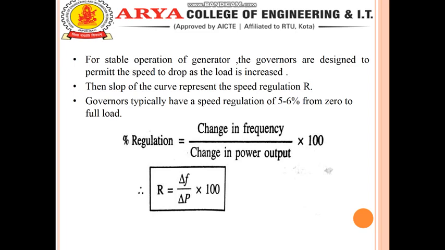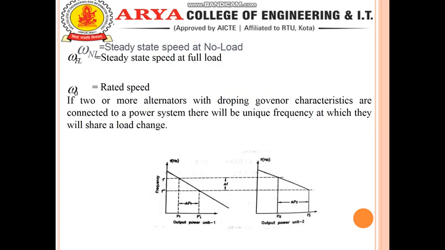The percent regulation is the change in frequency upon change in power output times 100. R is equal to del F upon del P times 100. Omega NL is the steady state speed at no load, and omega FL is the steady state speed at full load. Omega naught is the rated speed.